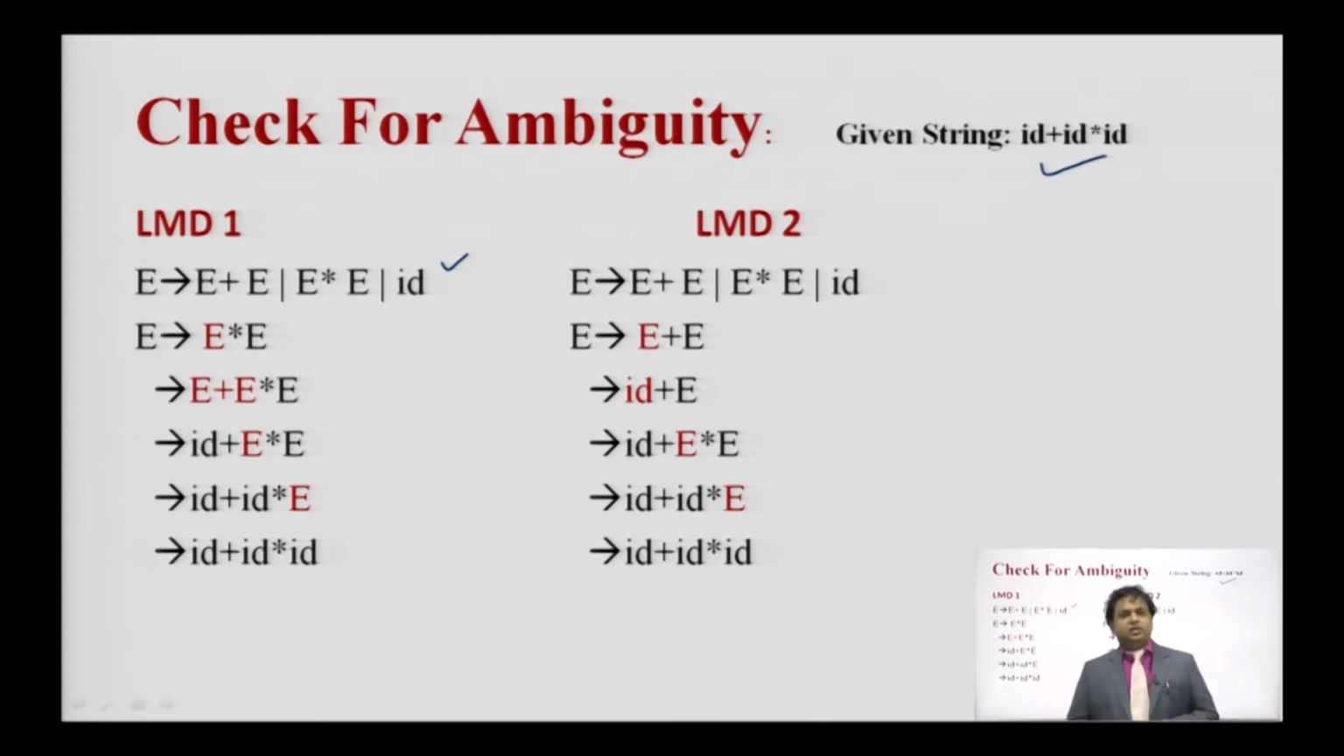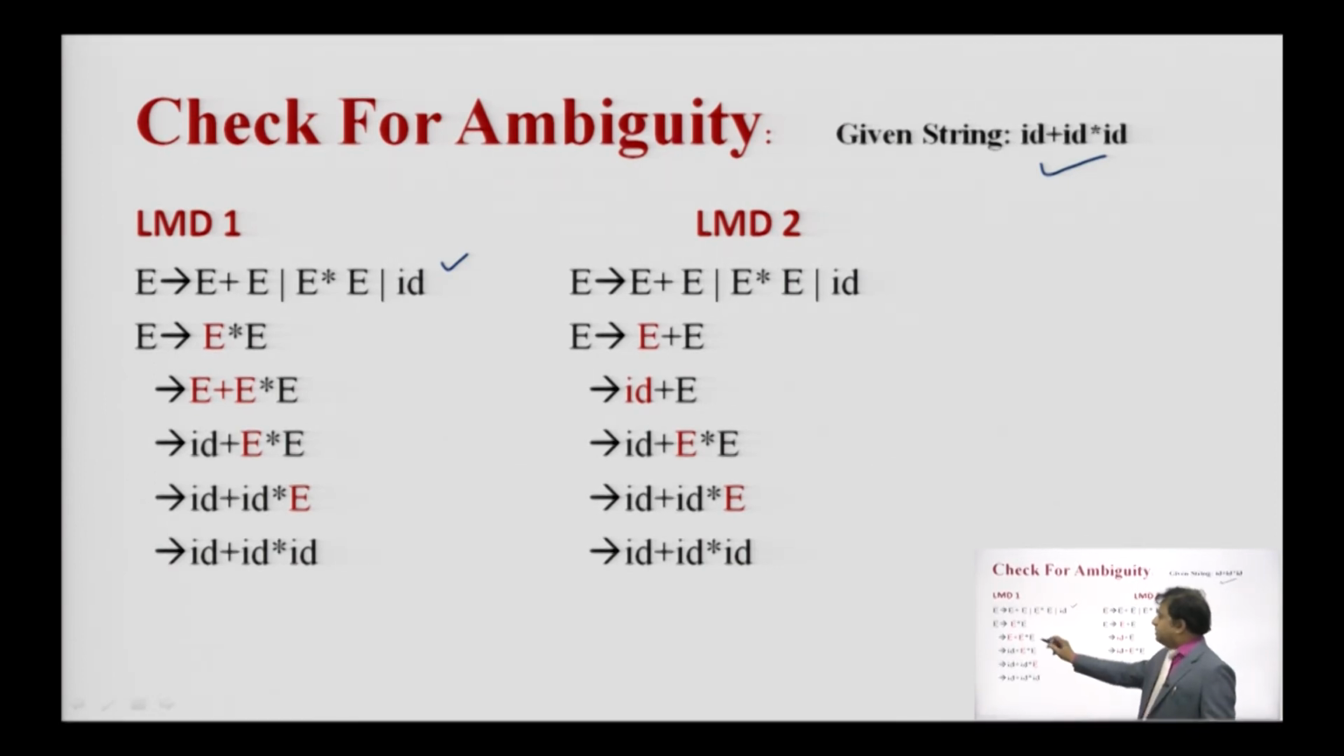My objective is to check the ambiguity of the grammar. To check the ambiguity, I should be able to show that any string can have either two leftmost derivations, that is LMD1 and LMD2, or two rightmost derivations. If either of these conditions is fulfilled, then I can say that this grammar is ambiguous. So let's try and check. The grammar is E derives E plus E, E into E, and the desired string is ID plus ID into ID.